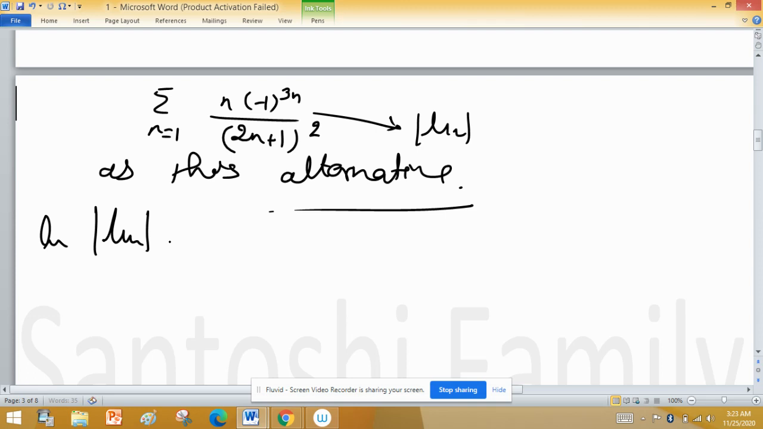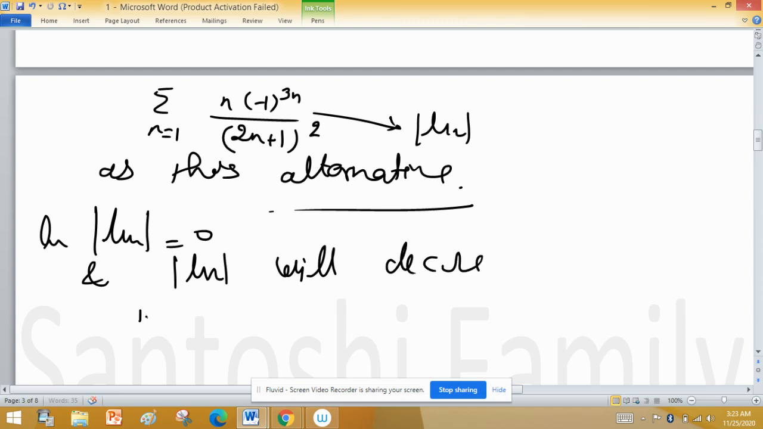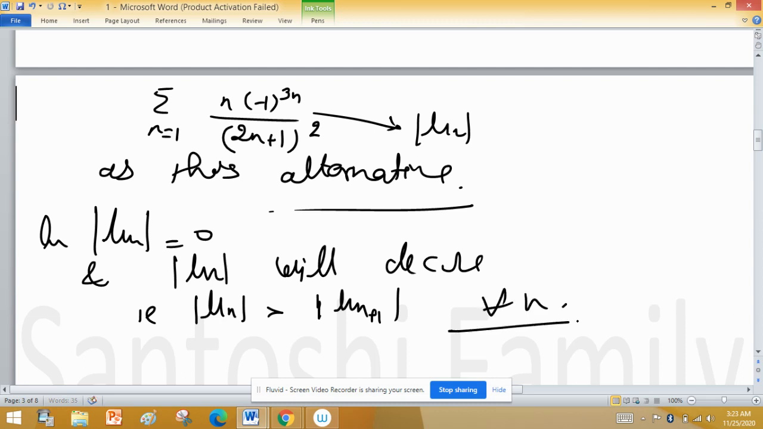The limit of this un should be 0, and the second condition is that mod of un will be decreasing, that is, un is always greater than un plus 1. It means decreasing must hold for all n.